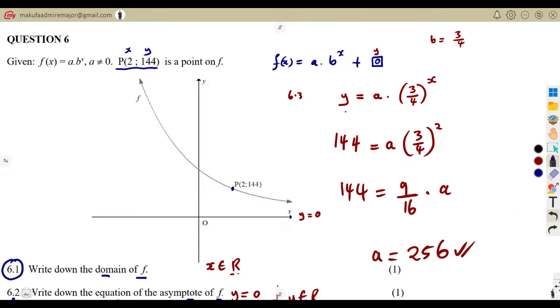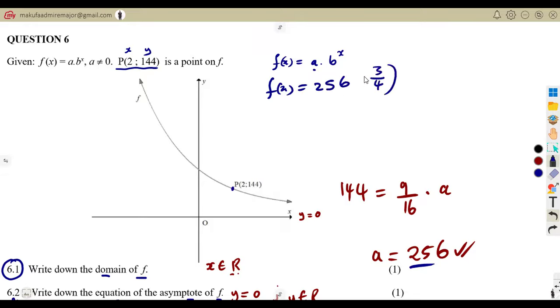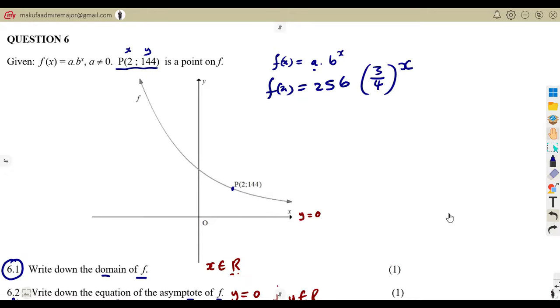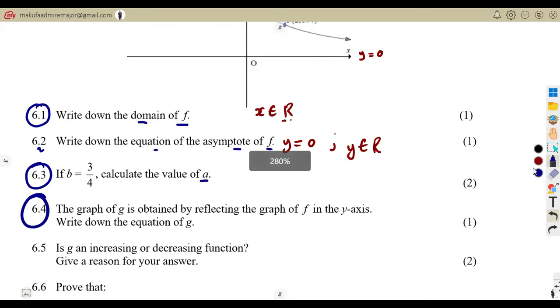So meaning to say, in this whole simplification that we had, this f of x was going to be taken as a, which is 256. Remember, our b there, they said, is 3 over 4 to the exponent of x. So this was going to be our function. All right, so that's it, guys. Our a is 256. Then moving on to the other question.